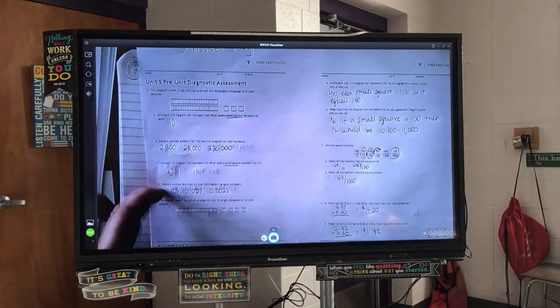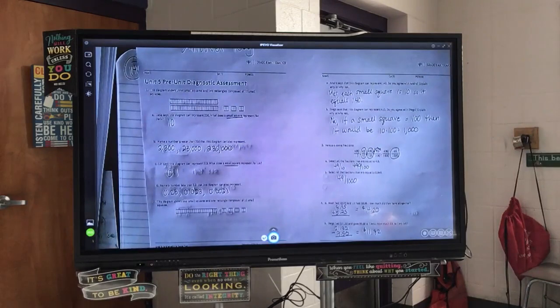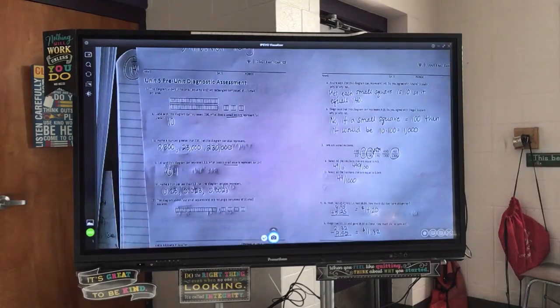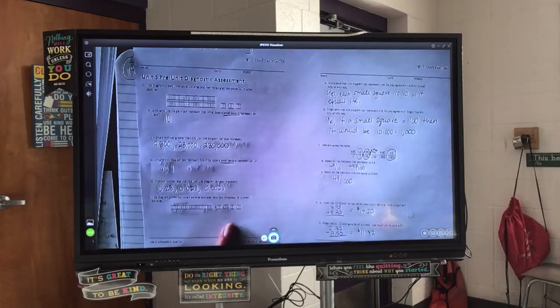B and D are just examples of what you could have on there. All right, so again, some examples for D are 23 hundredths, 23 thousandths, 23 ten-thousandths. All right, they give you another diagram.